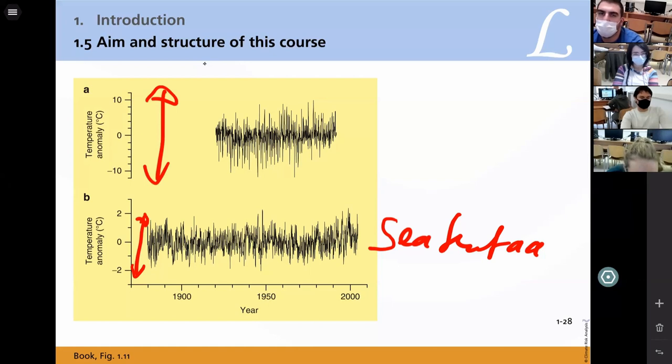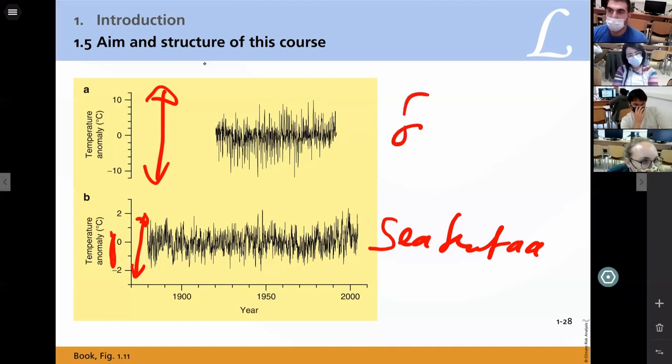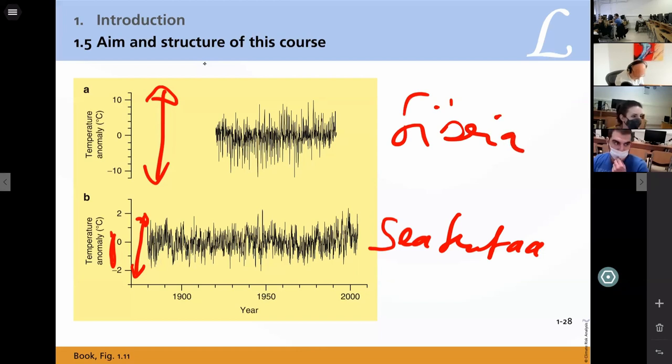I'm not sure. Well, it is anomaly. Let me see what is anomaly here. This is figure 111. I have to check it. Maybe I talked nonsense, I have no idea. Yes, I'm right. This is Siberia. And this is the North Atlantic.